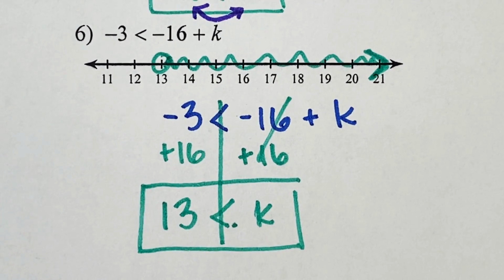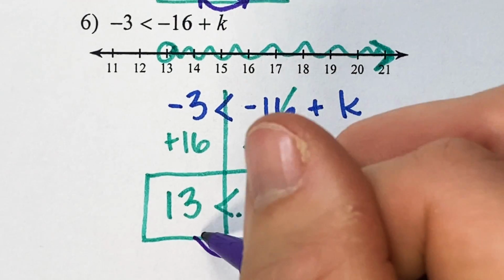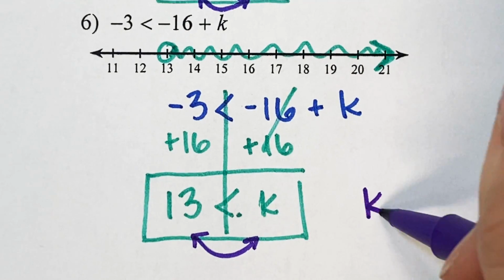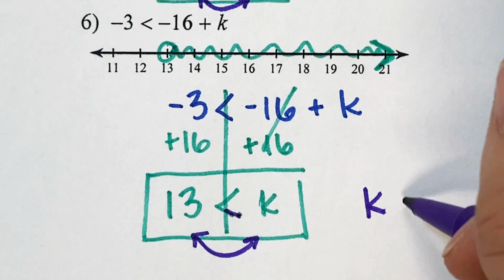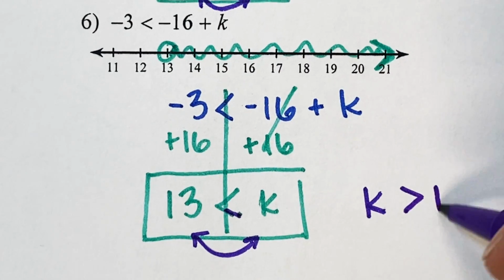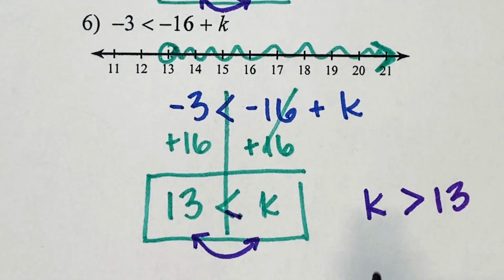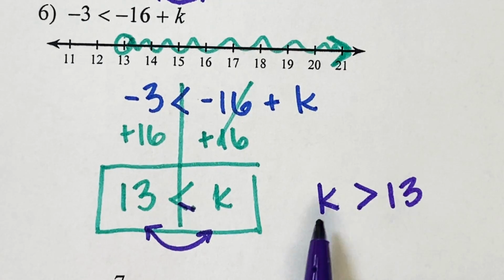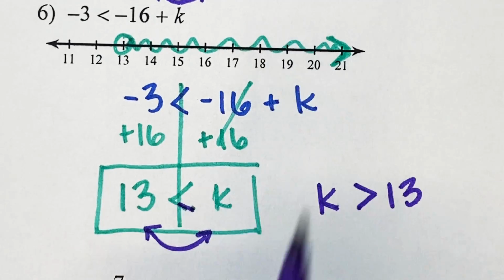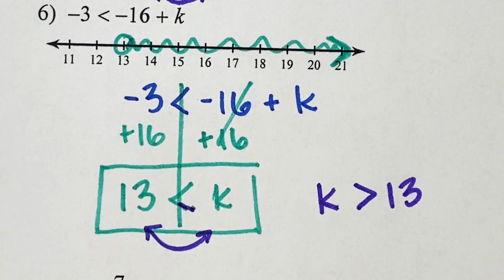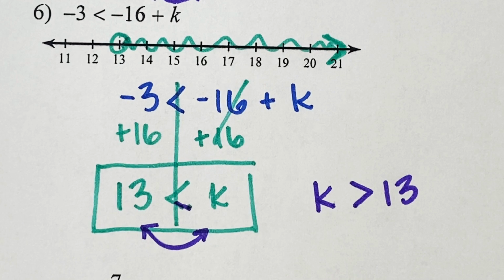Okay, if you wanted to use the little trick, think switch them so that the k comes first. Okay, k, the alligator still wants to eat the k. Sorry, there's like a little dot right there. K is greater than 13. And then you could have said, okay, now that my variable came first, my sign points to the right. I'm going to shade to the right. Alrighty.